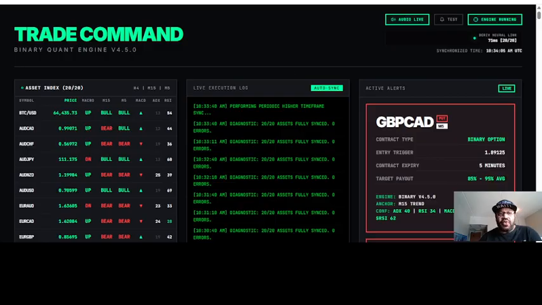The Trade Command Quant Engine is a binary options trading engine. It recommends signals on the 5 and the 15-minute time frame. And what you're looking at here is the user interface, the dashboard of the Trade Command Quant Engine.